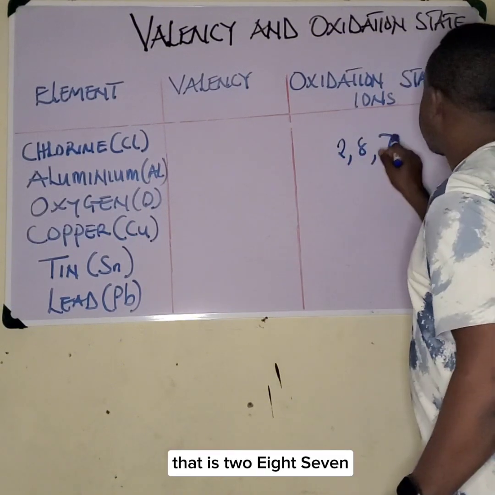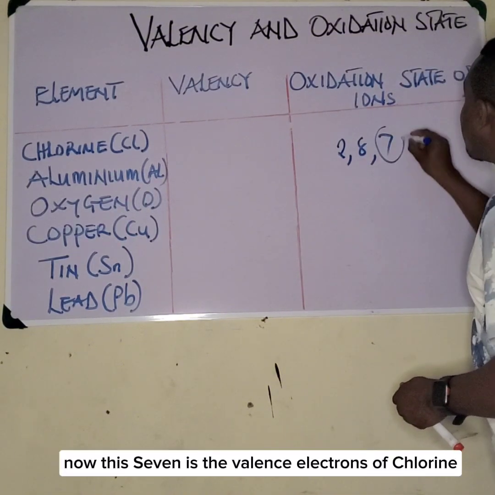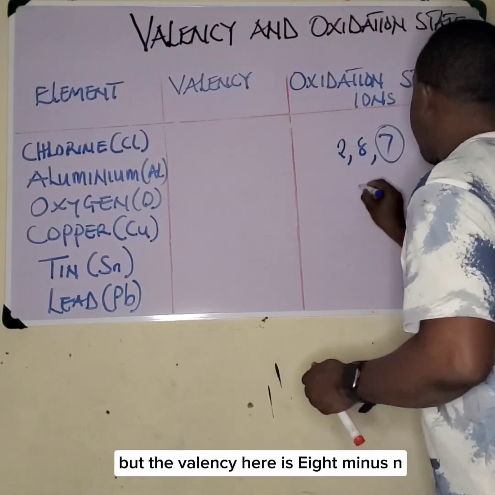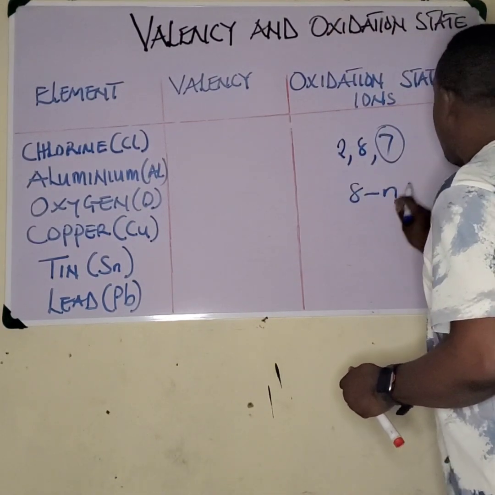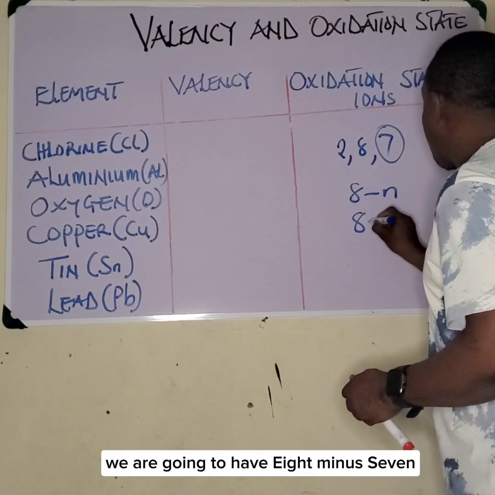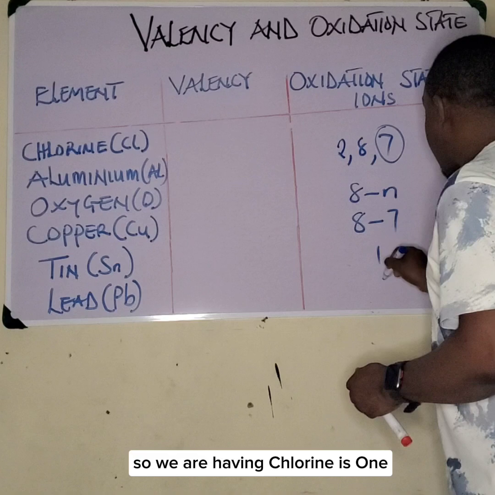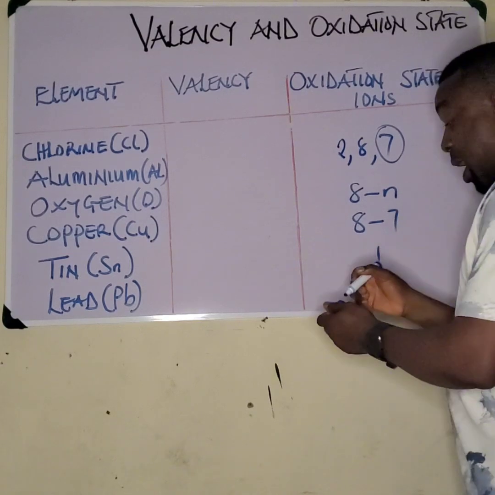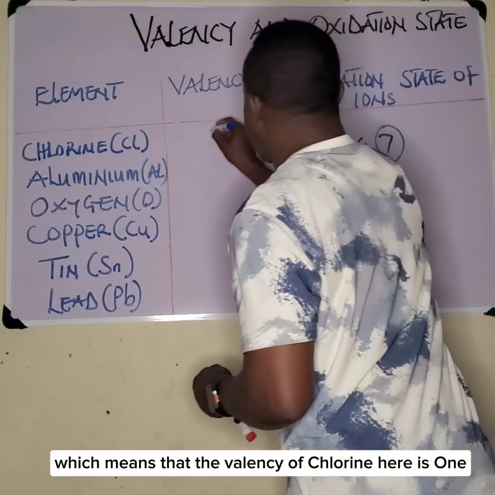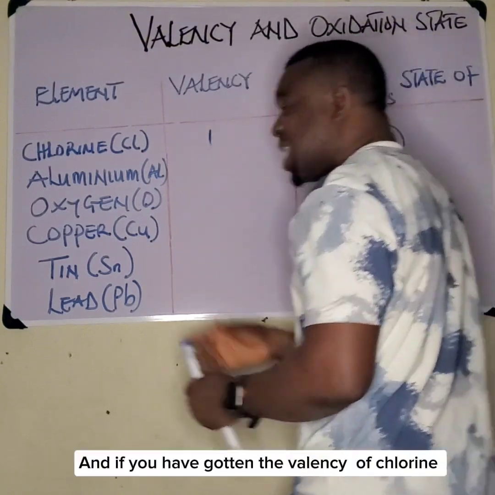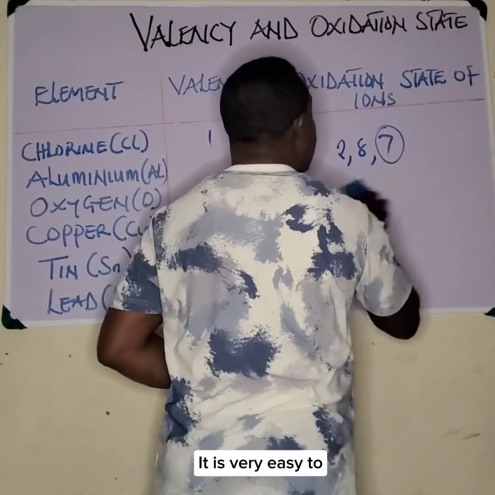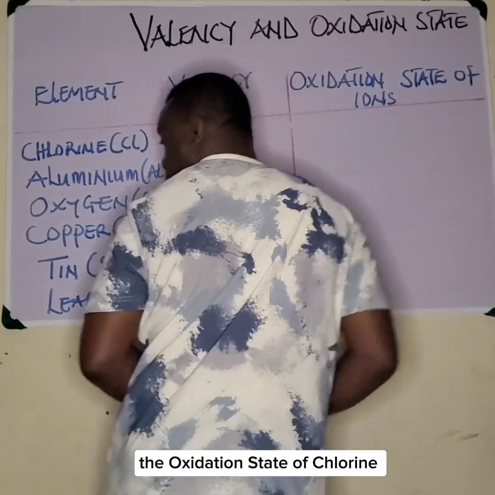That is 2, 8, 7. Now, this 7 is the valence electrons of chlorine, but the valency here is 8 minus n, where n represents the number of electrons in the outermost shell. We are going to have 8 minus 7. So we are having chlorine is 1. And because of this, the valency of chlorine here is 1.